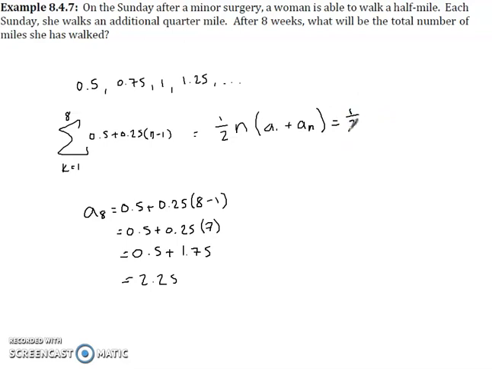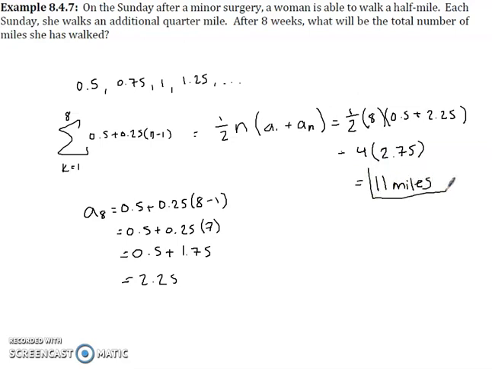So the total is 1/2 times 8 times 0.5 plus 2.25. Half of 8 is 4, and when I add 1/2 and 2.25, I've got 2.75. 4 times 2.75 is 11. So over those 8 weeks, she walked a total of 11 miles.